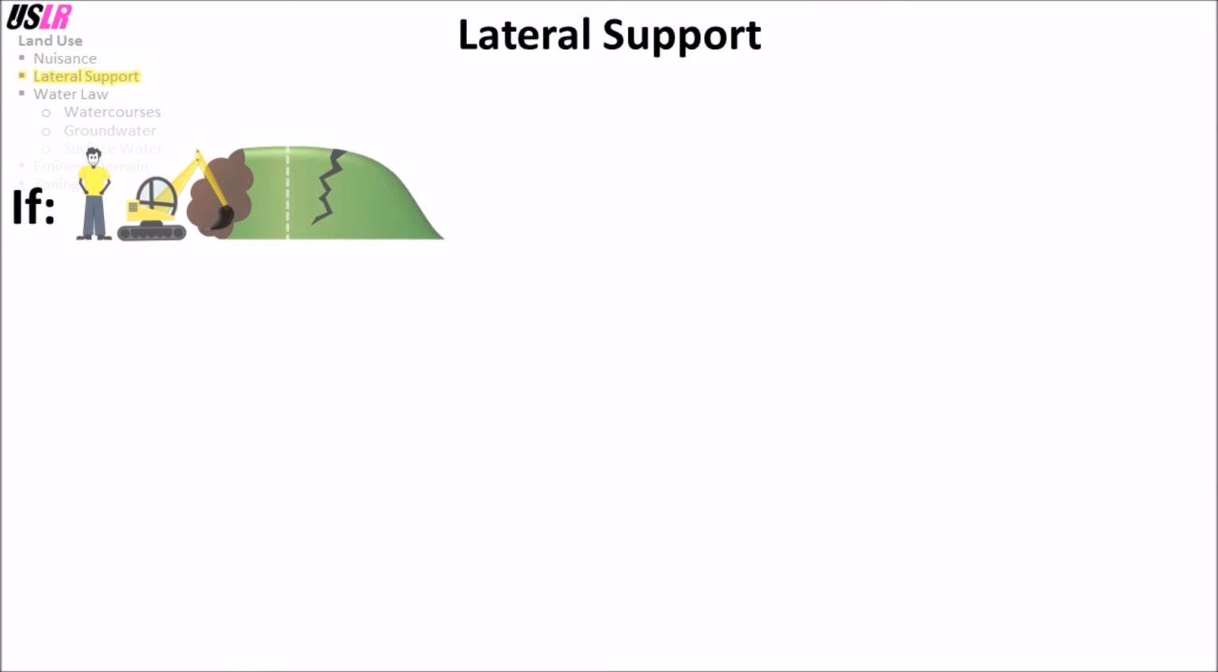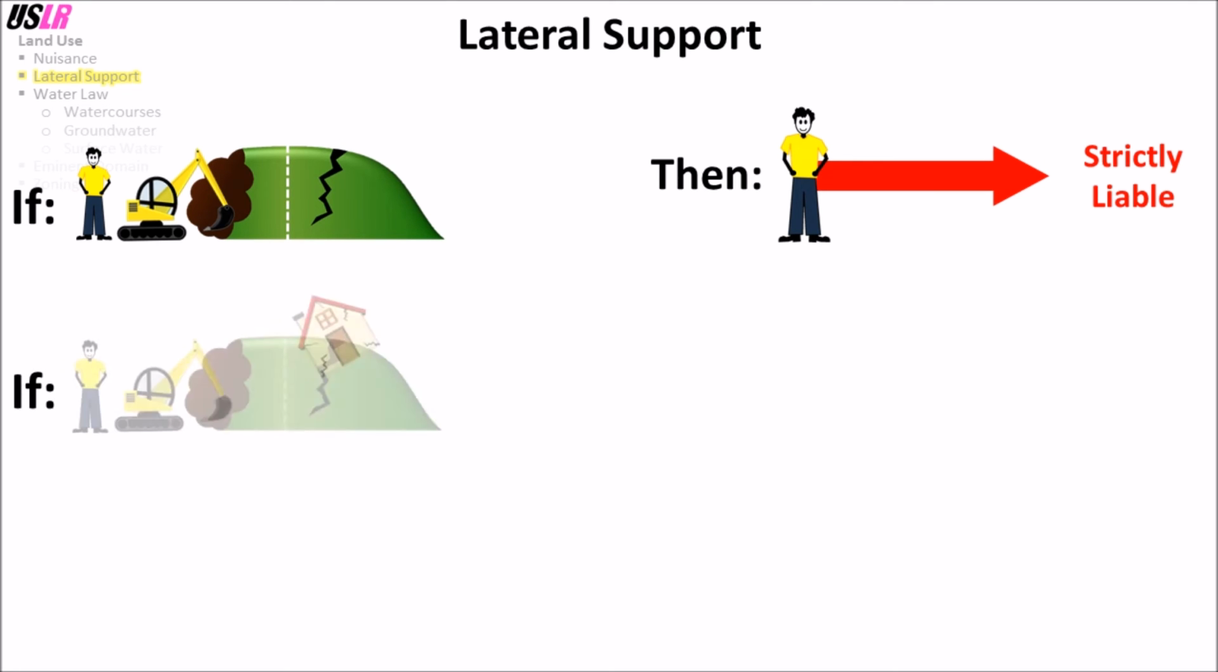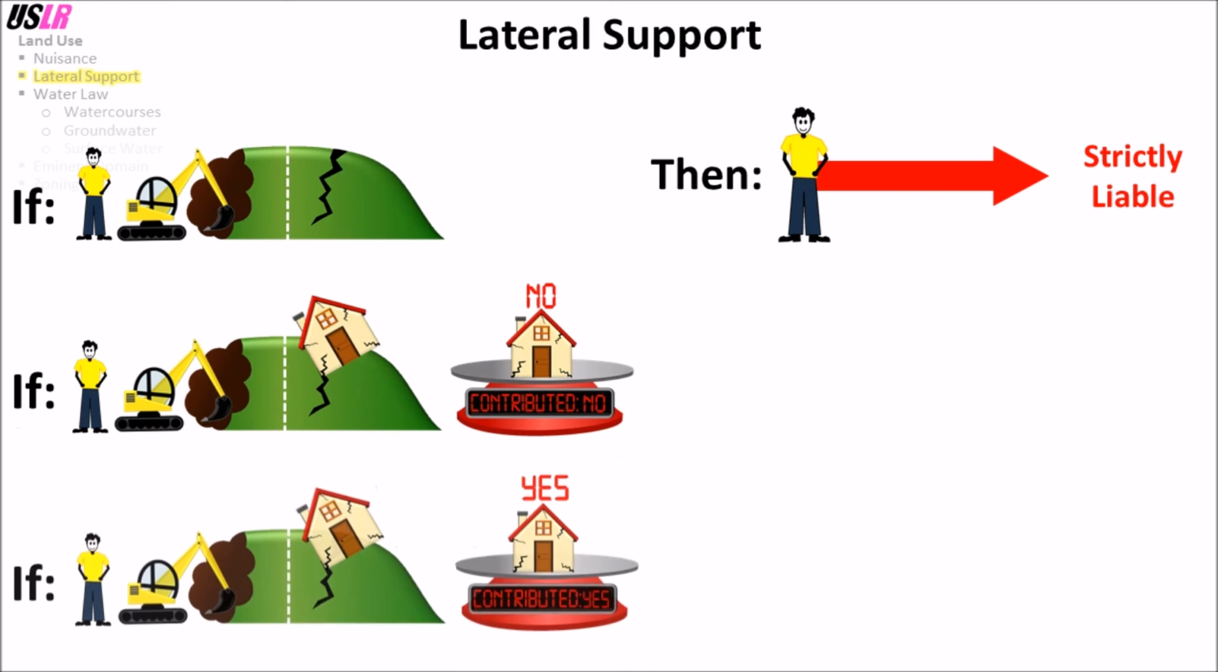If A does something on his land which damages B's land, then A is strictly liable for B's land. Remember, the term land just means land and does not include buildings or structures. If A does something on his land which damages the structures which are on top of B's land, then liability depends on whether the structure's weight contributed to the collapse of the land.